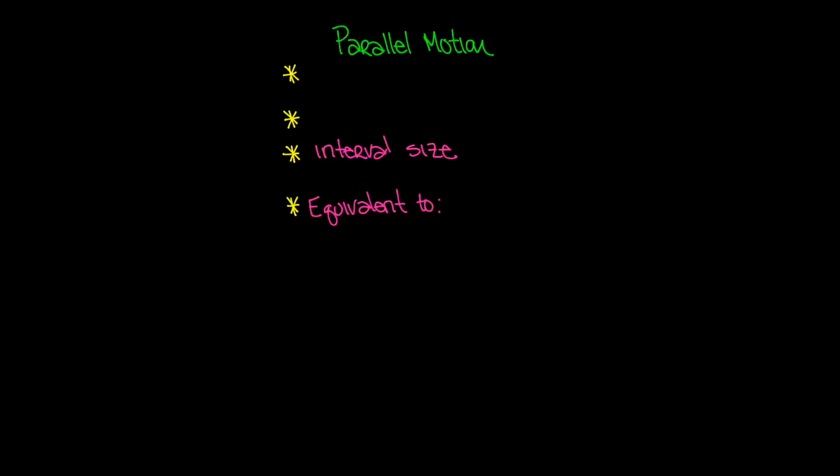So if you recall, parallel motion is basically going to mean that we're going to have the same direction. So we have two different voices and they're both going up or they're both going down simultaneously, and they're going to do that by the same distance. And that's a really important key part to what parallel motion is. And this means that our interval size is going to stay the same.